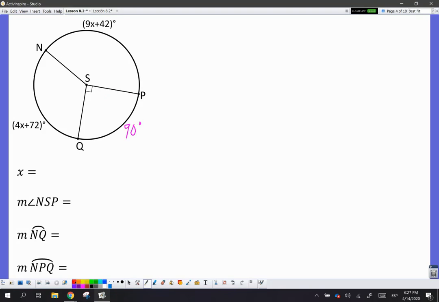So in order to find x here, we need to remember that the sum of all arcs on a circle is equal to 360 degrees. So that means I'm going to add up all of the arcs that I have and it's going to add up to 360 degrees. So let's start with 90. And I have the next arc, which is 9x plus 42. And let me do that in green. And I have the next arc, which is 4x plus 72.